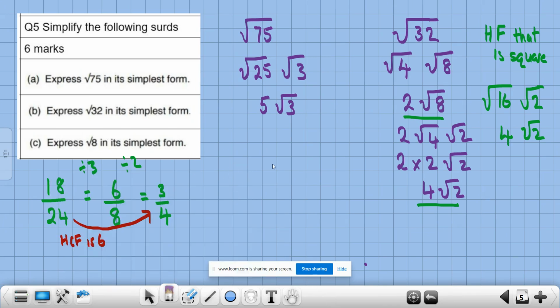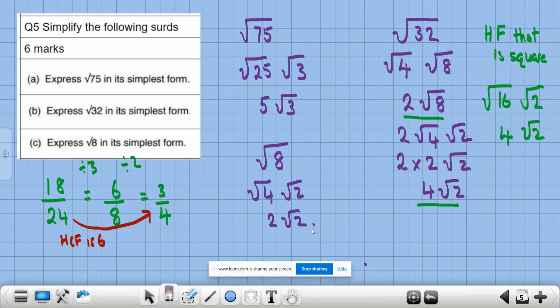Now let's just look at this third one. The thing about doing the square root of 8, we've already just done it here, haven't we? So 8 could be written as root 4, root 2, and of course we can solve the square root of 4, making it 2.